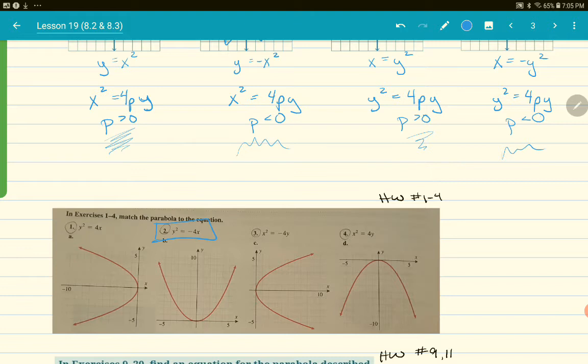So let's look at number 2. Number 2 has y squared with the x, and so the parent function is y squared equals x. That means it's on its side, so it's a side-facing parabola. It's got the negative in front, so p must be negative. It looks like p is negative 1. So if p is negative and it's side-facing, then that must mean it's opening to the left. So that would be A.